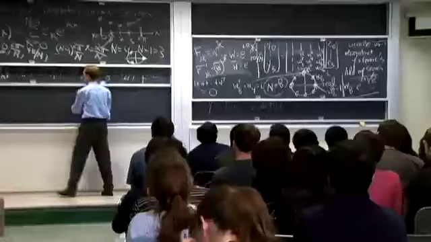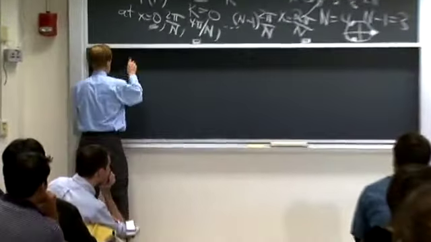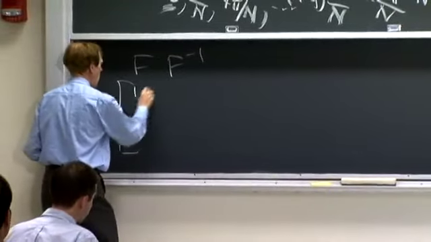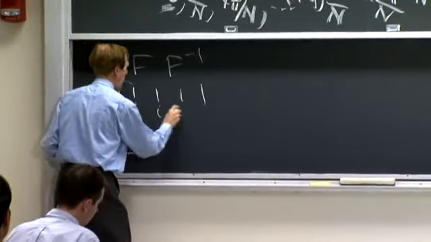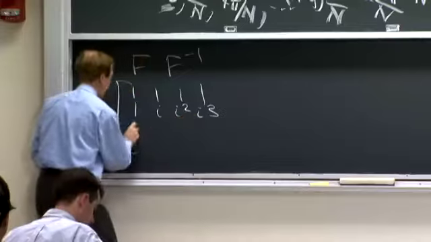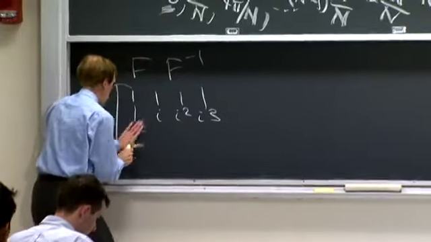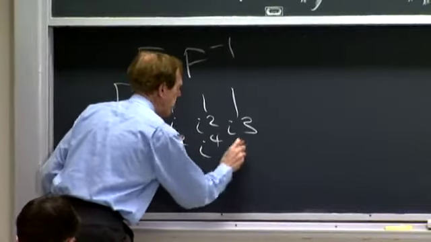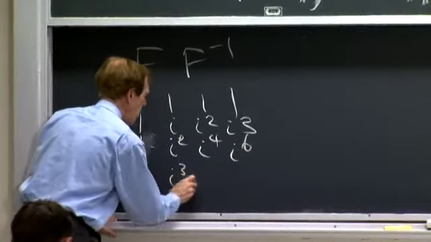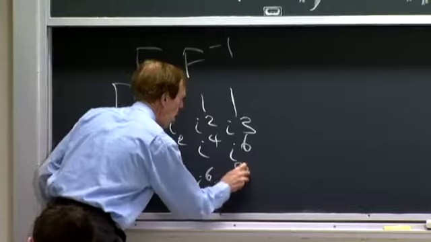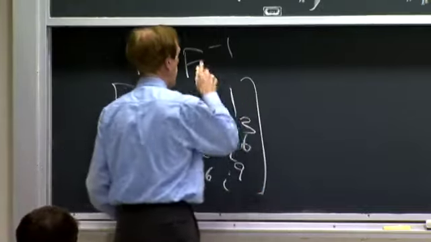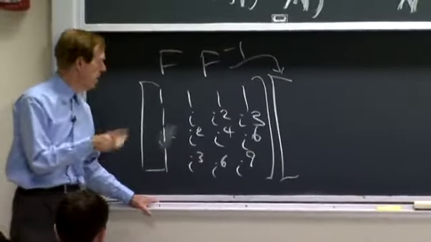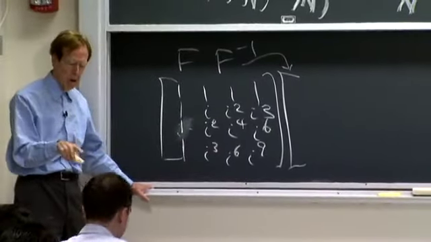Yeah, here's what I'm saying. Here, let me multiply f by f inverse. Say 1, 1, 1, 1, 1, i, i squared, i cubed. This is my f, right? Then 1, i squared, i to the 4th, i to the 6th, i cubed, i to the 6th, i to the 9th. Now, my claim is that f inverse is going to involve the complex conjugate, w bar, i bar.